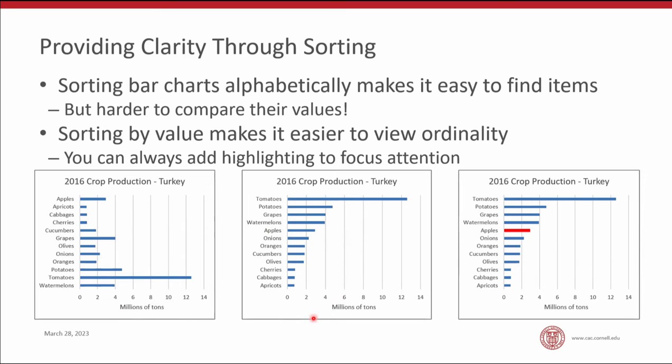Now, of course, this removes a little bit of your ability to easily find a given crop in the chart. But if you needed to do that, you could do it by highlighting that particular item. If that's what's involved in the message of your chart, you could highlight the thing you're calling attention to. People will be able to see it, whether the values are sorted or not, and they'll have the additional information of its context within the range of values. So sorting bar charts and column charts can be helpful.